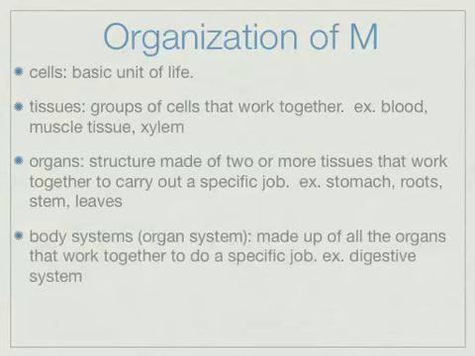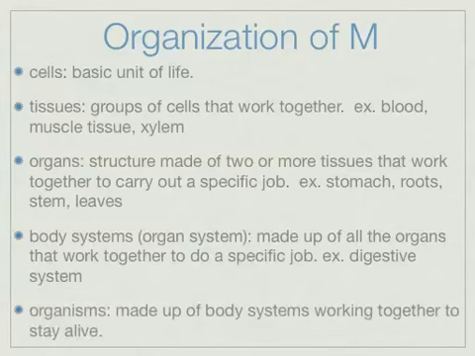Body systems, or you might know these named as organ systems. These are made up of the organs that work together to do a specific job. For example, in your digestive system, you have the stomach, the esophagus, the mouth. These are all organs that help the digestive system do its job.